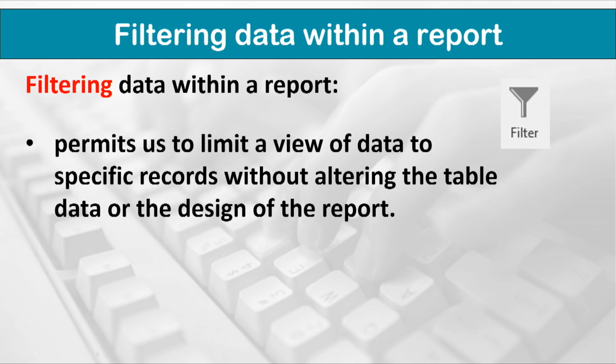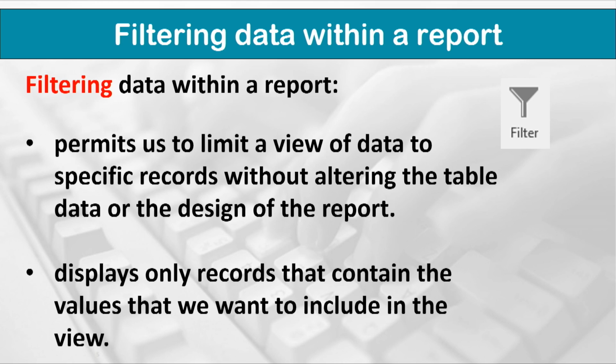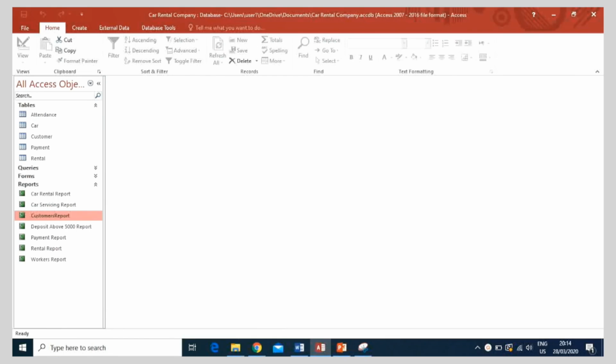A filter limits a view of data to specific records without requiring us to alter the table data or the design of the report. When we apply the filter, only records that contain the values that we are interested in are included in the view. The rest are hidden until we remove the filter. Filters are very easy to apply. Filtering data in Layout View of a report is very similar to filtering data in a table.